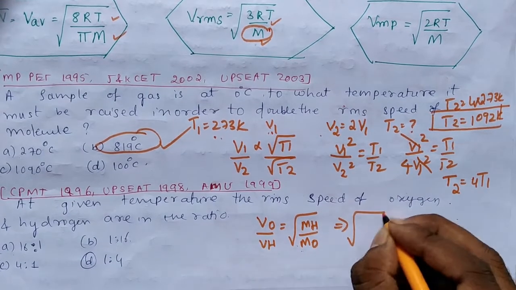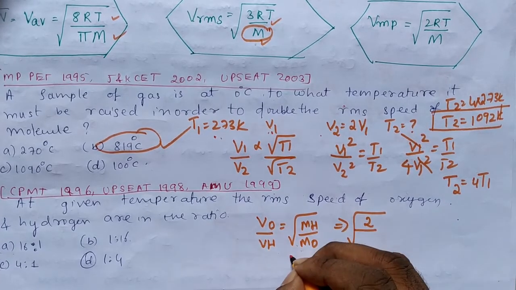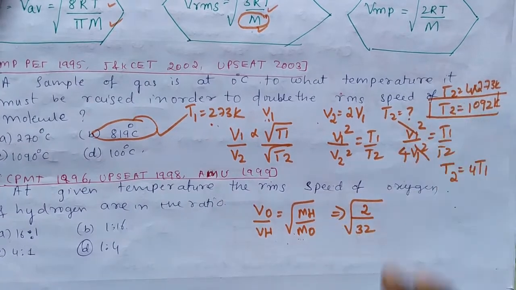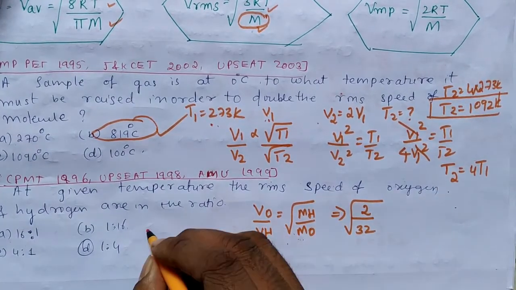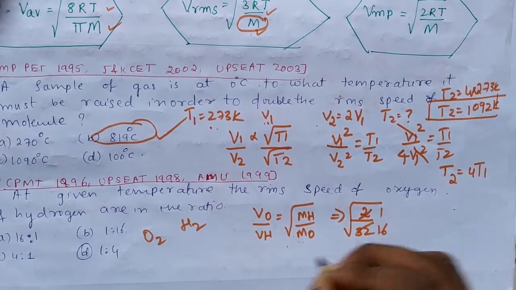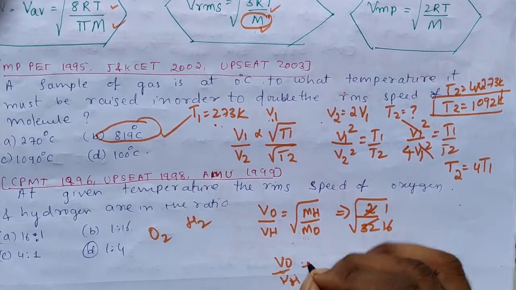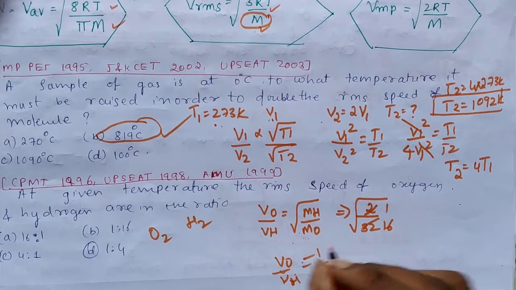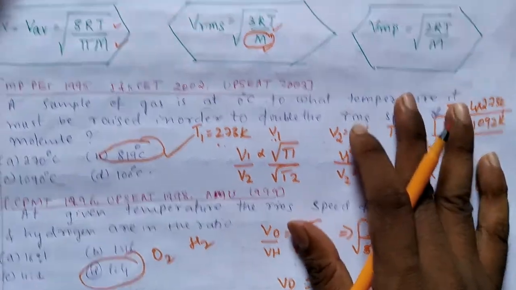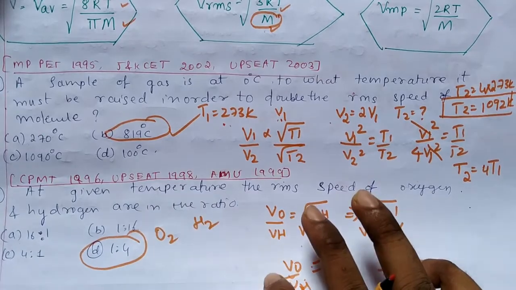The mass of a hydrogen molecule is 2 and the mass of an oxygen molecule is 32. An oxygen atom is 16, but the molecule is 32, because we have O2 and H2. So this is 2 by 32, that is 1 by 16, so VO by VH is equal to root of 1 by 16, which is 1 by 4. So 1 is to 4 is the answer, that is option D. Just go through these formulas and solve both the problems. You will get a better understanding of velocities.